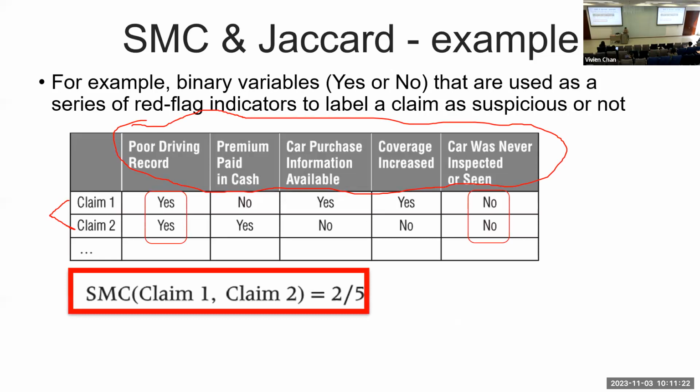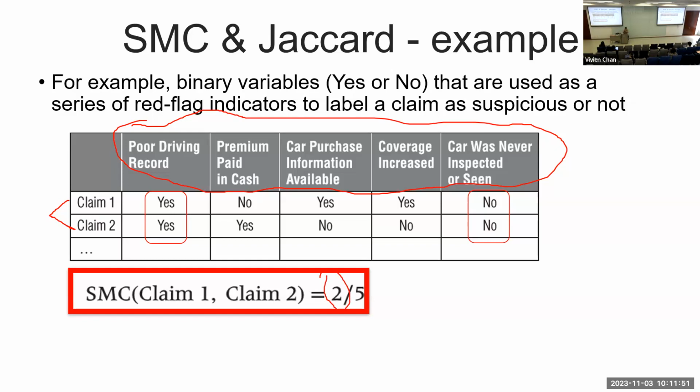If we use the SMC, that means we are counting all the matches between these two observations. So all the yes-yes and all the no-no will be included in the counting. In this case, there are two matches, and the total number is 5. So the SMC will be 2/5.